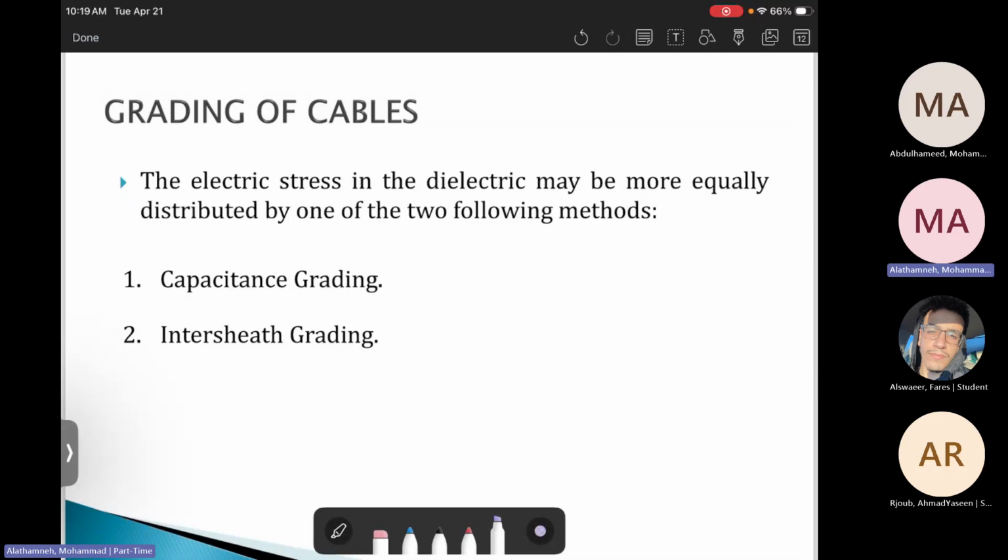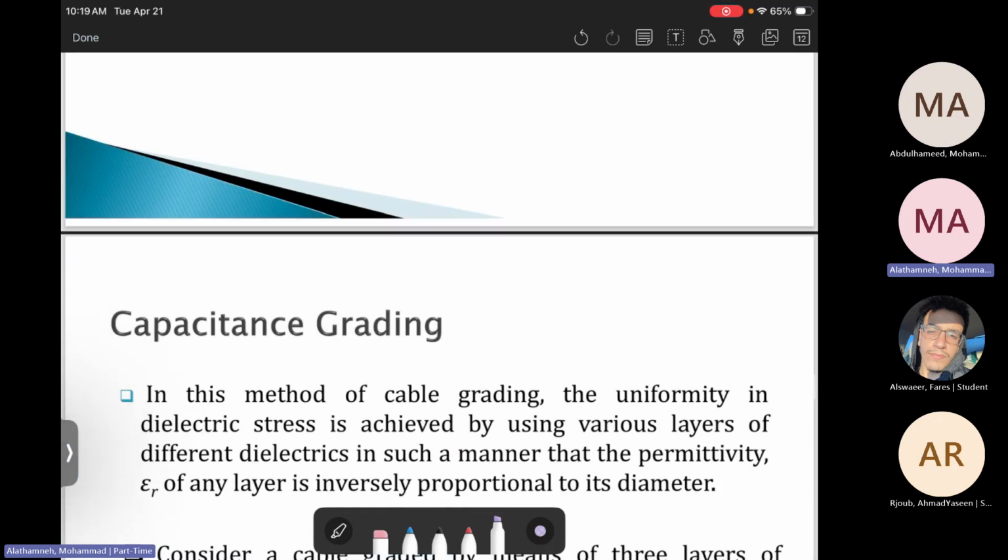Now let's talk about the grading of the cables. The electric stress in the dielectric may be more equally distributed by one of the following methods. The first is called capacitance grading, and the other is called intersheath grading. So the overall idea, we will do something we call grading, where we try to make the most expensive material close to the conductor, while away from the conductor, close to the metallic sheath, we will use a lower cost material. That's the thing.